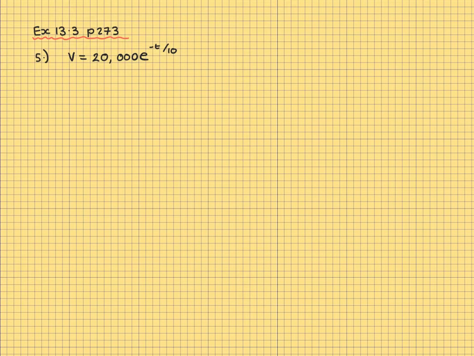So these are the answers to question 5. Part 1, you have to work out the new value of the car. So that means we substitute in t equals 0, which gives us v equals £20,000 as its starting value.